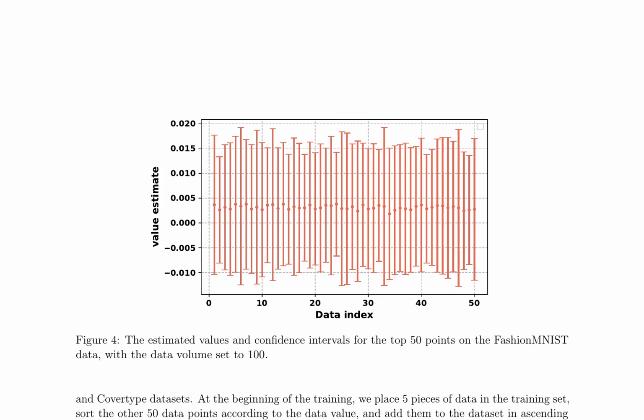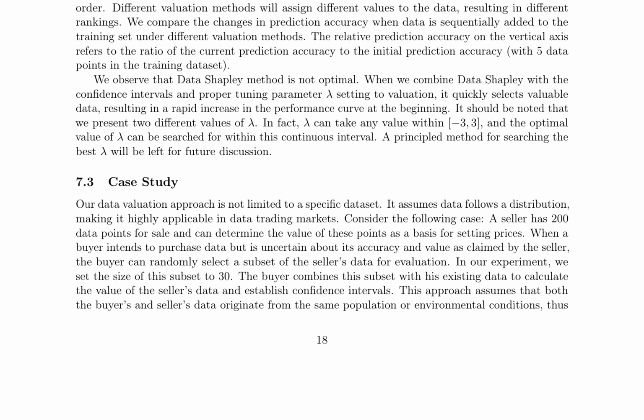The data valuation approach presented focuses on the fashion-MNIST and cover-type datasets. It begins by placing 5 data points in the training set and then adds the remaining 50 in ascending order based on their value. Different valuation methods are applied, and the prediction accuracy is measured as data is sequentially added. The Data Shapley method is found not to be optimal, but when combined with confidence intervals and proper tuning of the parameter lambda, it shows a rapid increase in performance.